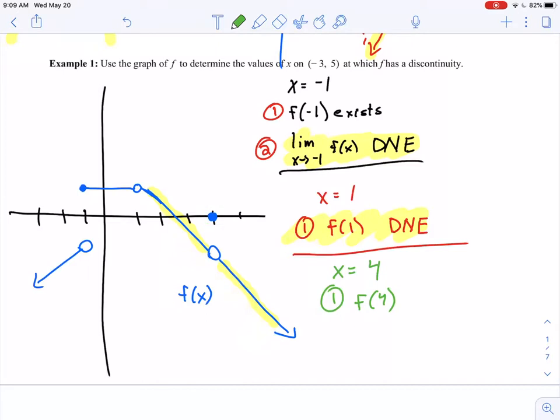We can actually say it exists. If we wanted to, we could even be more specific. We could say it's equal to 0. So in other words, it exists. So that's fine. That's good to know.